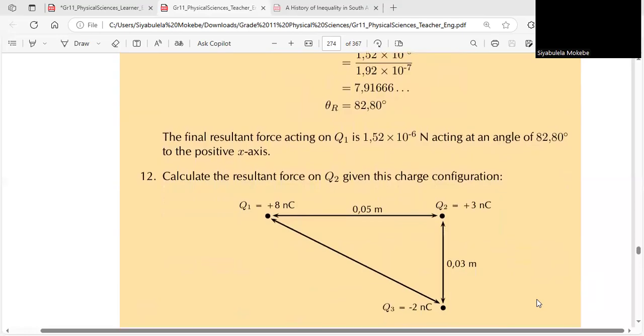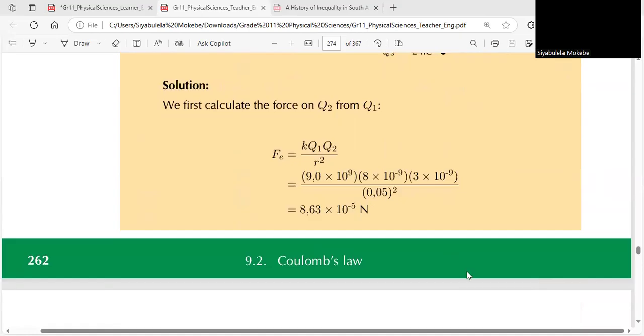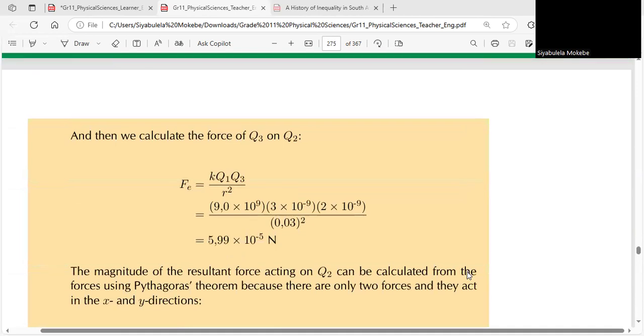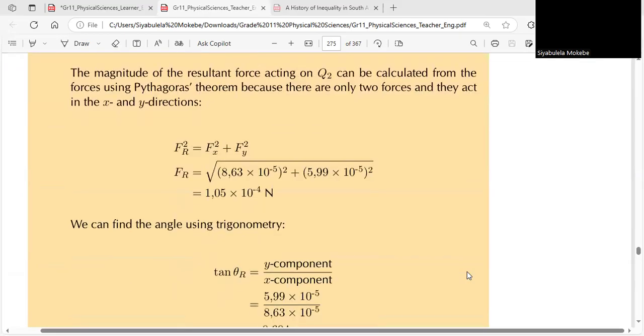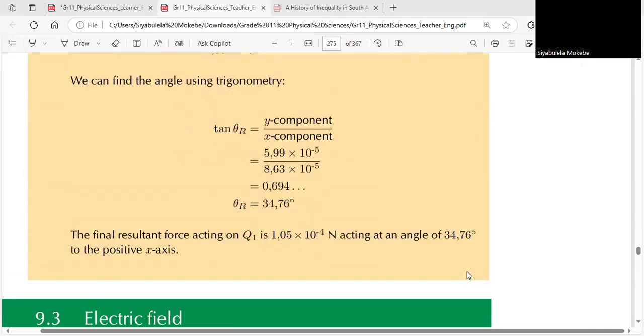Okay, then number 12. First find the force. The final resultant force acting on Q1 is 1.05 times 10 to the negative 4 newtons, acting at an angle of 34.76 to the positive x-axis.